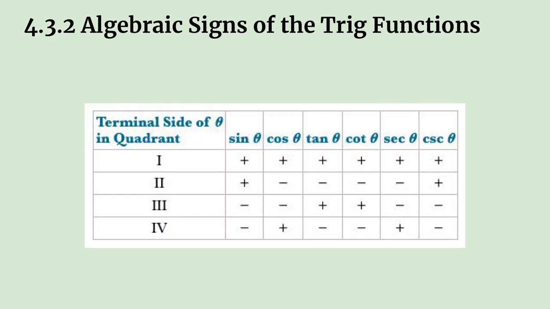So looking at the signs based off quadrants, in quadrant 1, remember, 1 is top right, then 2, 3, 4. In quadrant 1, all of them are going to be positive. In quadrant 2, only the sine and cosecant are positive. Quadrant 3, you can see, and quadrant 4.